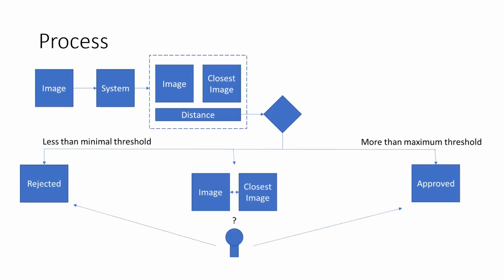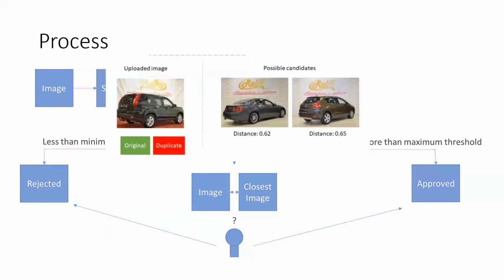Usually there is a third option, when the distance lies between the minimal threshold and the maximum threshold, and a real person should decide whether it's a duplicate or not. For example, it can look something like this. We have the uploaded image, we have the possible candidates with the distances, and the moderator should find out whether the uploaded image is original or a duplicate.